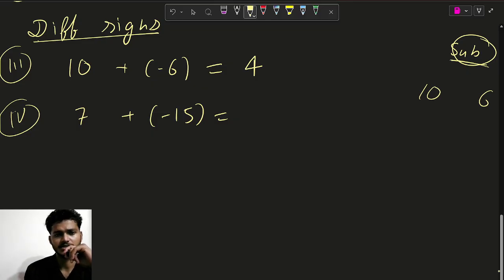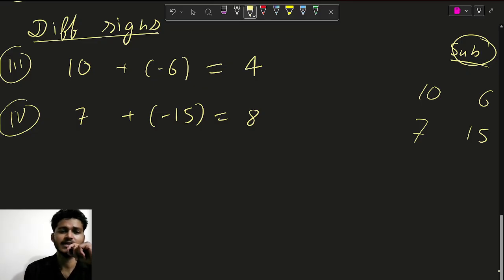How to subtract it? Just tell me what is the absolute value of 7? 7 only. What is the absolute value of -15? 15 only. So you have to subtract. How to subtract? You have a greater number, you have a smaller number. You have to subtract the smaller number from the greater number. 15 minus 7 is 8.